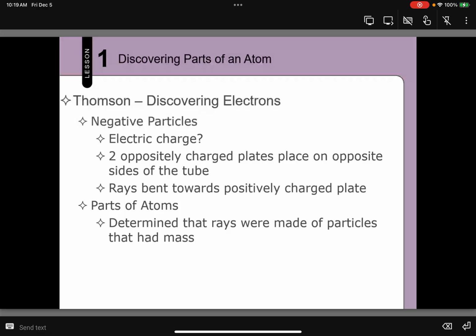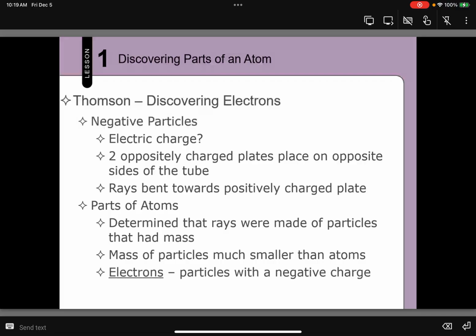Okay? So he determined that the rays were made of particles that had mass. The mass of the particles was smaller than the atoms. And so his discovery was electrons, which are particles that make up atoms that have a negative charge. And because these atoms had particles with a negative charge, he concluded that there must also be a positively charged particle that makes up atoms.